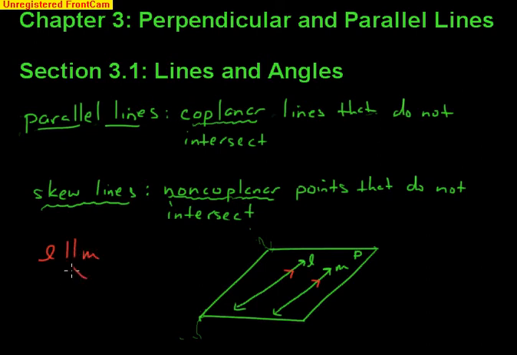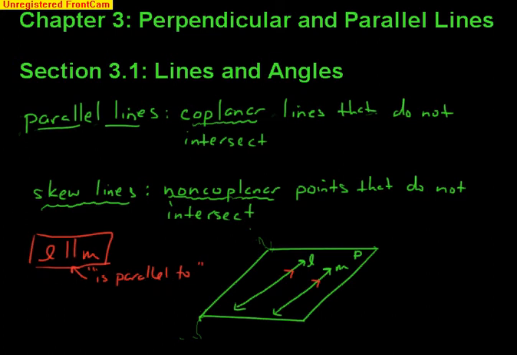Okay, and we would say that L is parallel to M. So that symbol, it looks like an 11, a little bit taller, means is parallel to. Okay, so L is parallel to M. That's very important. Got to be able to write like that. L is parallel to M.